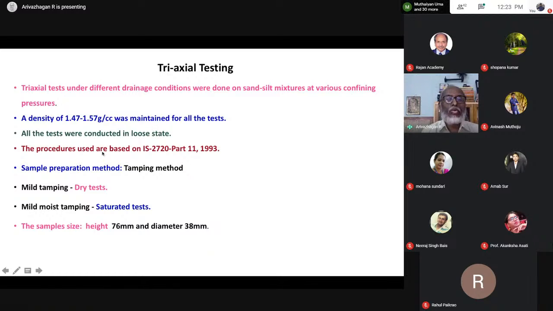The procedure used is based on IS 2720 Part 11, 1993. The soil preparation method is the tamping method. For dry tests, the mild tamping method is adopted. For saturated tests, the moist tamping method is adopted. The sample size is 76 mm height and the diameter is 38 mm, that is a 2:1 ratio.